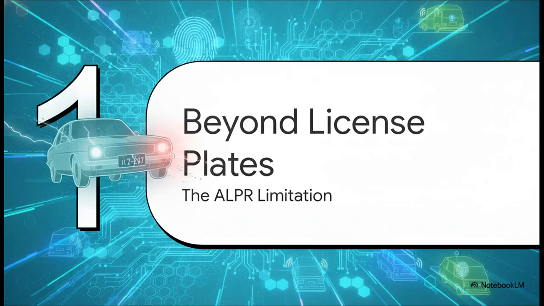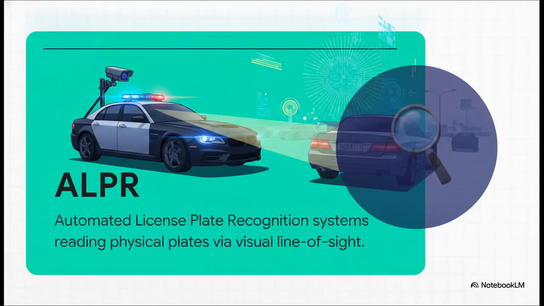All right, moving into Section 1, beyond traditional license plates, the ALPR limitation. To really grasp the new tech, we first have to define the old tech, which is ALPR, or Automated License Plate Recognition. You know, for decades, this has basically been the gold standard. Cameras on poles or police cruisers take these high-speed photos of passing cars, and they use optical character recognition, OCR, to read the letters and numbers.